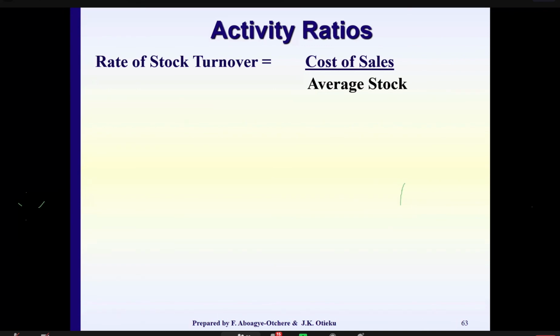So if we have the statements, where can you get that from? From which statement can we get that from? And from which year? Yeah, Bismarck. So please, the balance brought down from 2019 is what we'll be using as our opening stock for 2020.